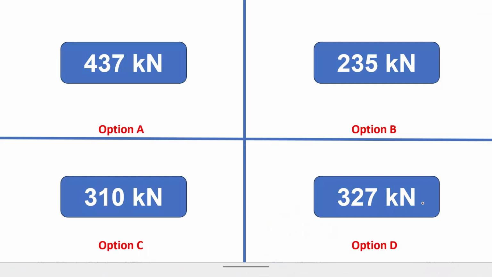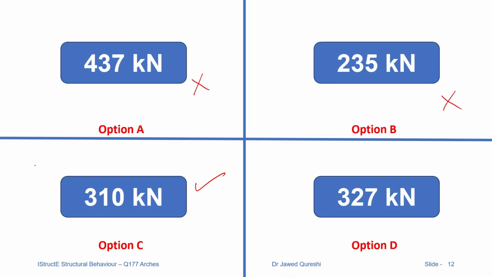So let's have a look at the options. The correct option is option C, 310. Option A is incorrect, 437. Option B is incorrect, 235. Option D is incorrect, 327. Now tell me, did you get this one right?